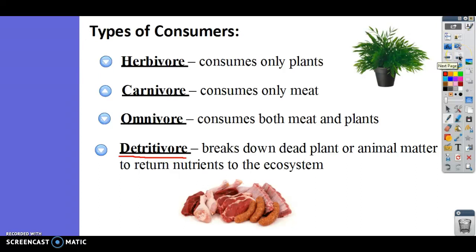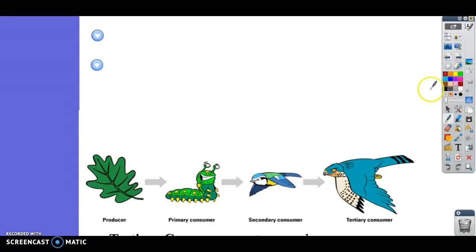Now, the second way we can classify consumers. The first was how they eat, what they eat. Now we're going to talk about what level they're at in the food chain. We can classify them as different types of consumers based on where they are in the food chain. So how does this work?